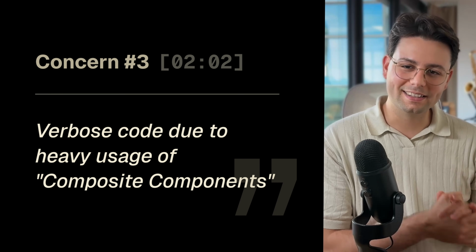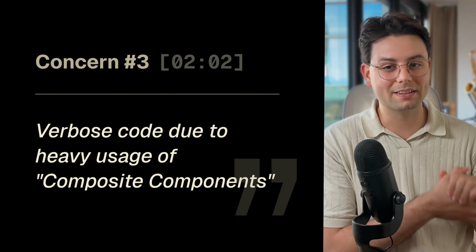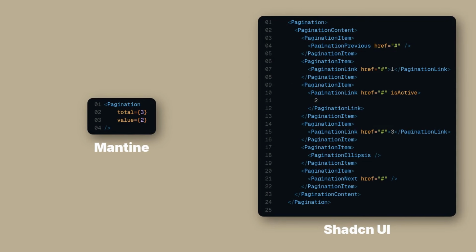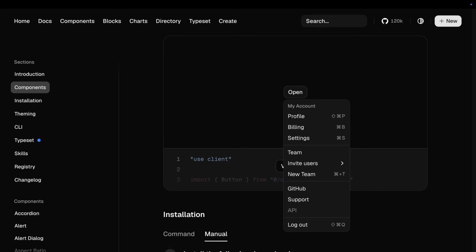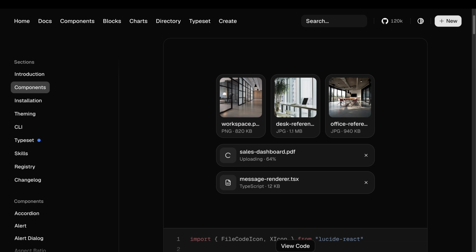Okay, so the next one is a bit of a hard one, and this is about the verbosity of the code. If you recall the code example I showed you in the beginning of the video, which is about creating a simple pagination component, you can see that the code using the UI library Mantine is way shorter. And this pattern, which is called composite components, which I made a previous video about, by the way, is used almost everywhere throughout Shadcn UI. And this includes things like modals, dropdowns, and even the newly added components that are made specifically for creating AI chats and stuff like that, like bubbles or file attachments.